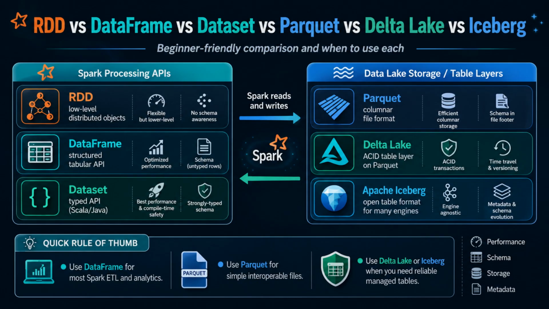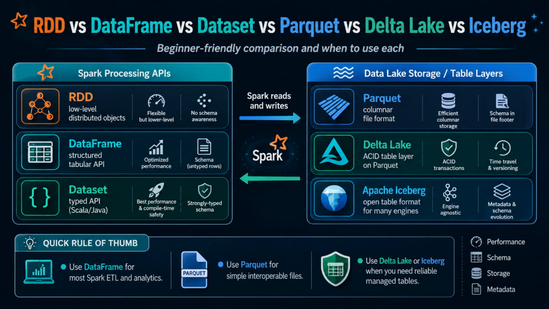Then there's DataFrame, which is the most commonly used API in Spark for ETL (extract, transform, load) processes and analytics. It works like a distributed table with columns and a defined schema, making it easier to work with structured data. For developers who prefer strong typing and compile time checks, especially in Scala and Java, there's the Dataset API. It offers the benefits of both DataFrame and RDD, combining type safety with performance.